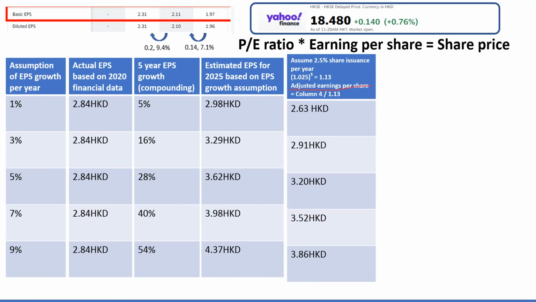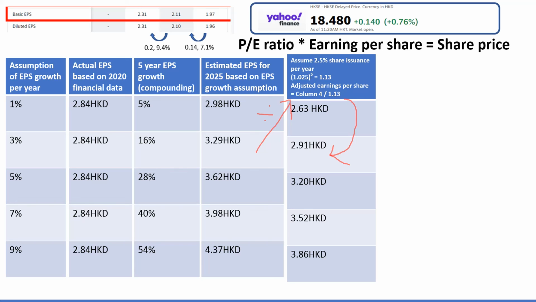The first step is to take 1.025 and multiply it 5 times, or calculate 1.025 to the power of 5, to get the increase in share caused by share issuance over 5 years. I will then get the number 1.13. In other words, the number of shares will increase by 13% over a 5 years period, based on the assumption of 2.5% share issuance per year.